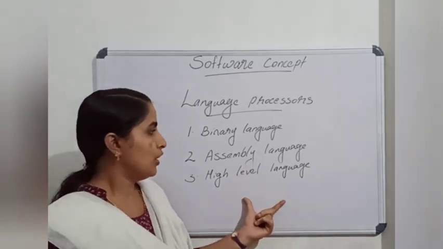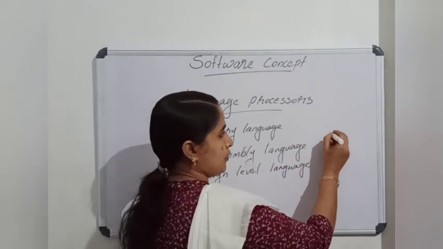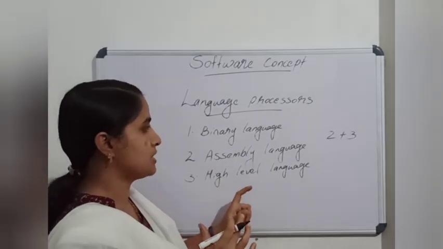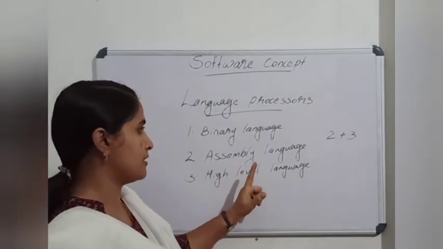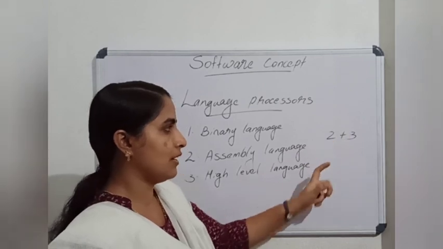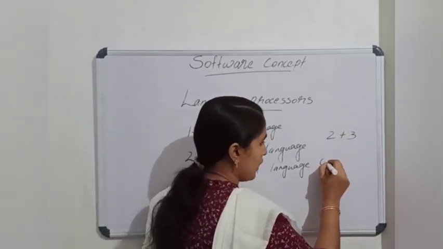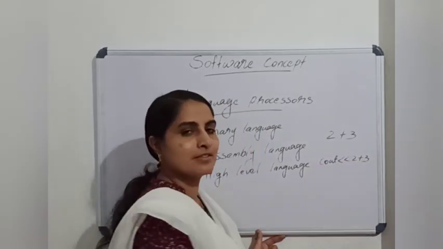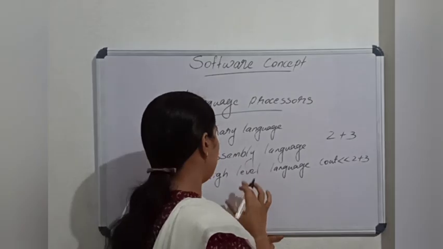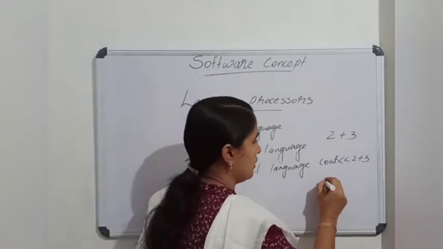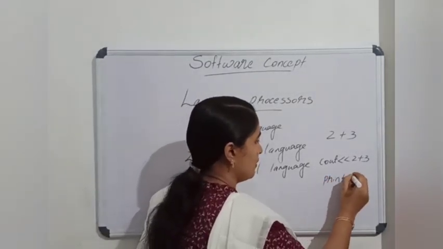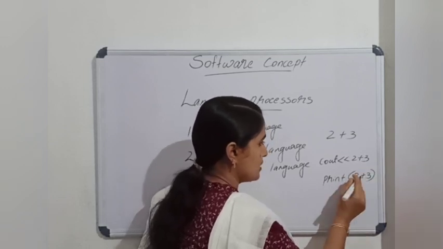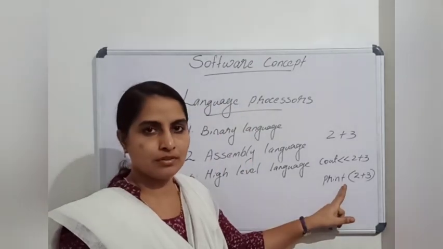For example, if you want to add 2 with 3, the same problem, the corresponding high level language C++ code to add 2 plus 3 and display, I have to write cout 2 plus 3. This statement is enough. Then, if it is in Python, it is even simpler. You give the command 2 plus 3 inside a print function.